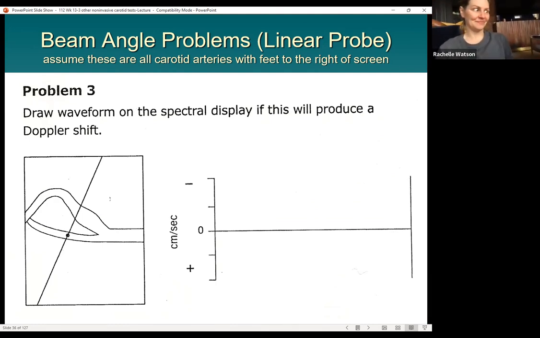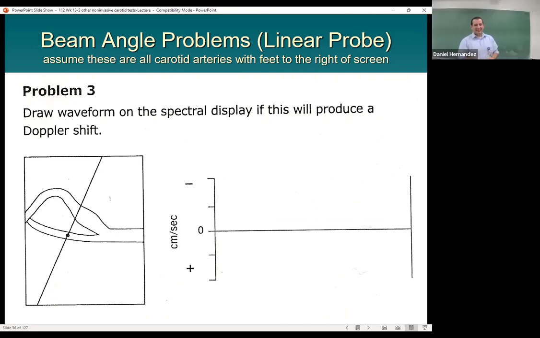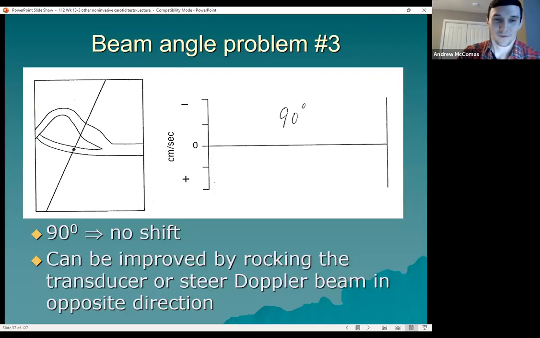Yeah. There you go. So looking at that one, it looks like you're kind of perpendicular now. Yep, so 90 degrees. In this case, we wouldn't have a Doppler shift. It would be very hard for us to get a waveform. So we're going to practice when we get into lab doing some heel toeing, angling back and forth to give yourself a little bit of an angle, or maybe come from a different approach. So we may have to steer a little bit more.